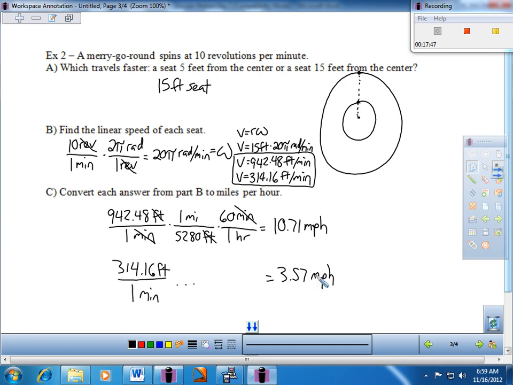So again, in my opinion, just an interesting conceptual problem, talking about the fact that the distance away from the center of the circle really does affect the speed at which it moves in circular motion. Okay, good problem. So revolutions to radians and to that linear speed.